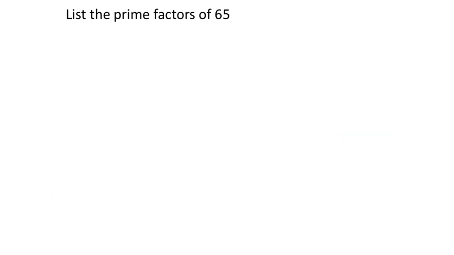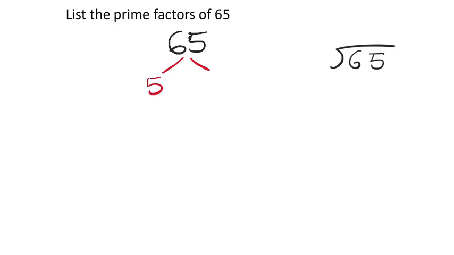So let's list the prime factors of 65. So again, I'm going to use a factor tree. Now again, you do not have to show it like this. A factor tree is really just a nice way to organize the work. Okay, so I'm going to take 65. Is there some number I can divide 65 by? Yeah, in the ones place value I have a 5, which is prime. So I know I can divide 65 by 5.